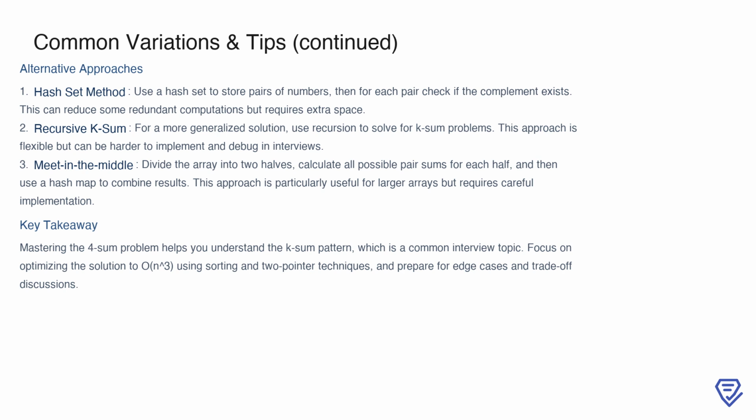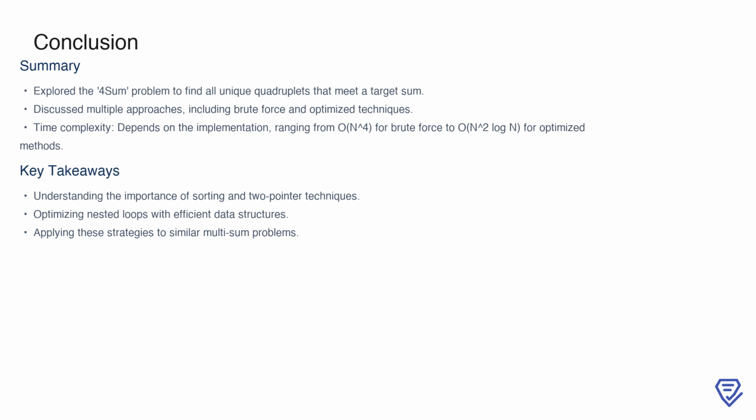The meet-in-the-middle strategy is another powerful technique. By dividing the array into two halves, calculating all possible pair sums for each half, and then combining results using a hash map, this approach can be effective for larger arrays but demands careful implementation. Ultimately, mastering foursum equips you with a solid foundation in the k-sum pattern, a common topic in coding interviews. Focus on optimizing your solution to O(n³) with sorting and two-pointer techniques, and always be ready to address edge cases and discuss trade-offs. Great job!